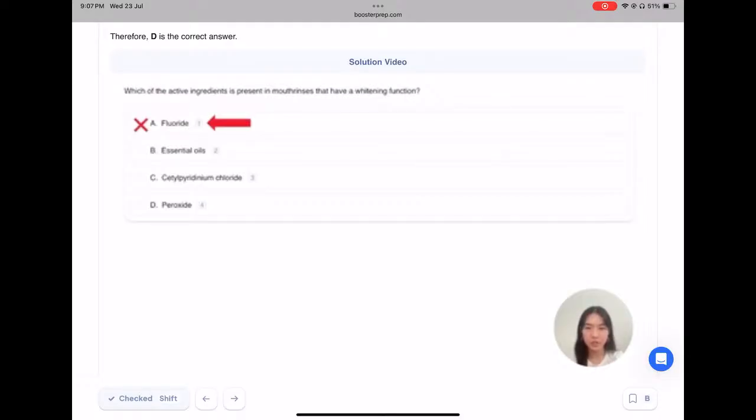It's usually found in the form of sodium fluoride, and with this ingredient, it's important to remember that it takes around 30 minutes in order for the fluoride to work, so rinsing with water after is not necessary and should be avoided for at least 30 minutes.